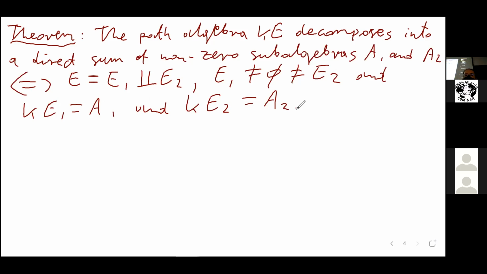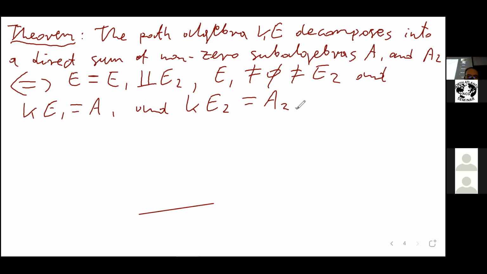Okay, so this is a very strong theorem. Here you say that you can decompose your path algebra into smaller pieces in the sense of direct sum, and this is tantamount to decomposing your graph into disjoint non-trivial pieces, okay?